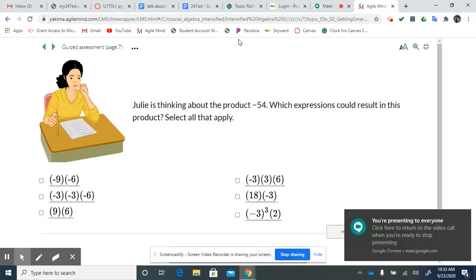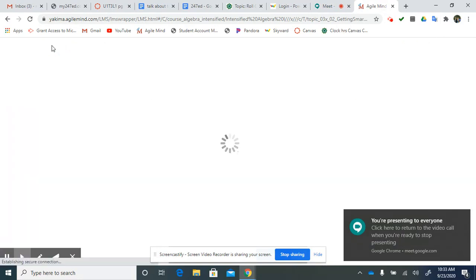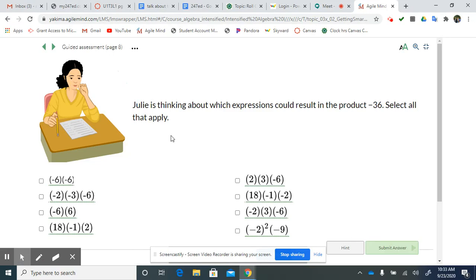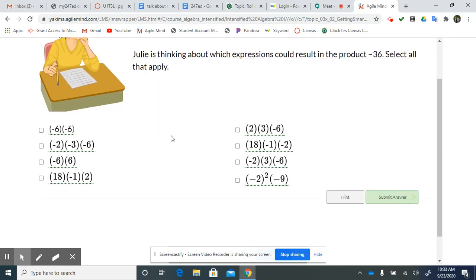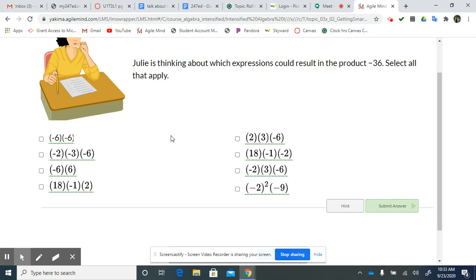Okay, number 8. Julie is thinking about which expression could result in the product negative 36. Select all that apply. Okay, take a minute and get these written down.